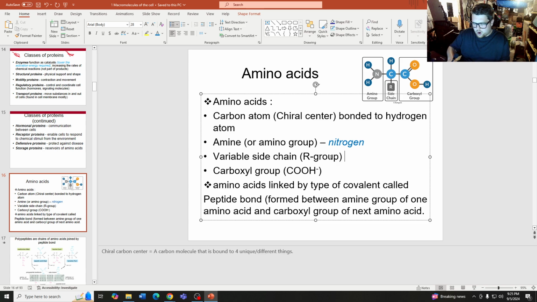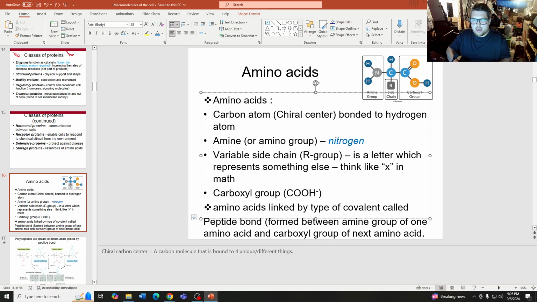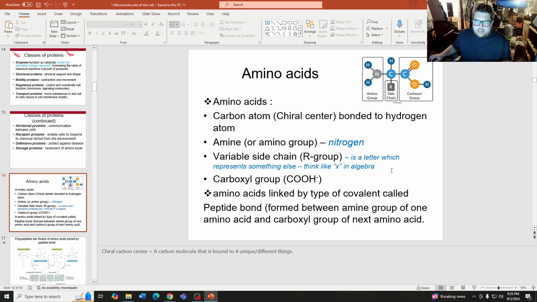The R is a letter which represents something else. Think like X in algebra. That's basically what the R is referring to. R is like algebra. R represents a whole other thing.